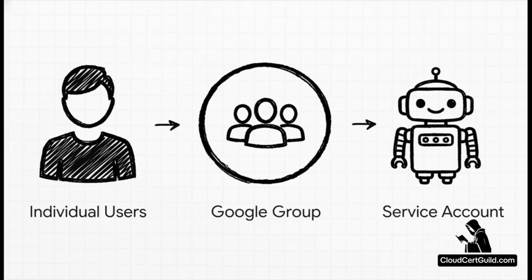First up, the who. This is the identity that's asking for permission. It could be a person, like you or me. It could be an entire team managed as a Google group. Or, and this is super important in the cloud, it could be a non-human. Think of your automated scripts and applications as helpful robots roaming the building. They need their own secure identities to do their jobs.